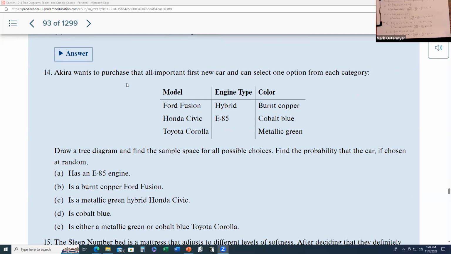Akira wants to purchase that all-important first new car and can select one option from each category. The car models are a Ford Fusion, Honda Civic, and a Toyota Corolla. The engine type is a hybrid or an E85. The color is burnt copper, cobalt blue, or metallic green.